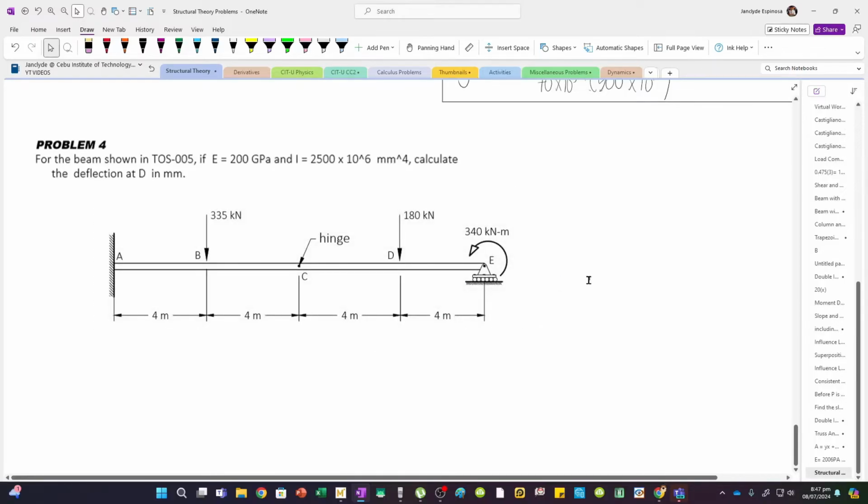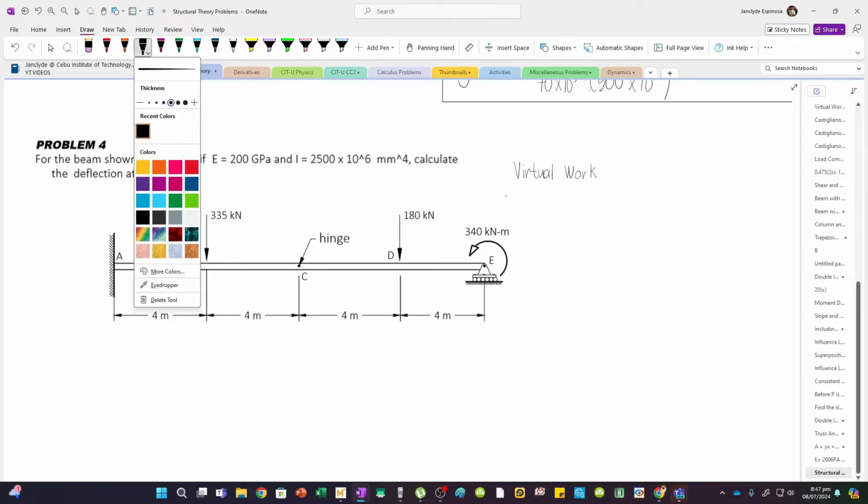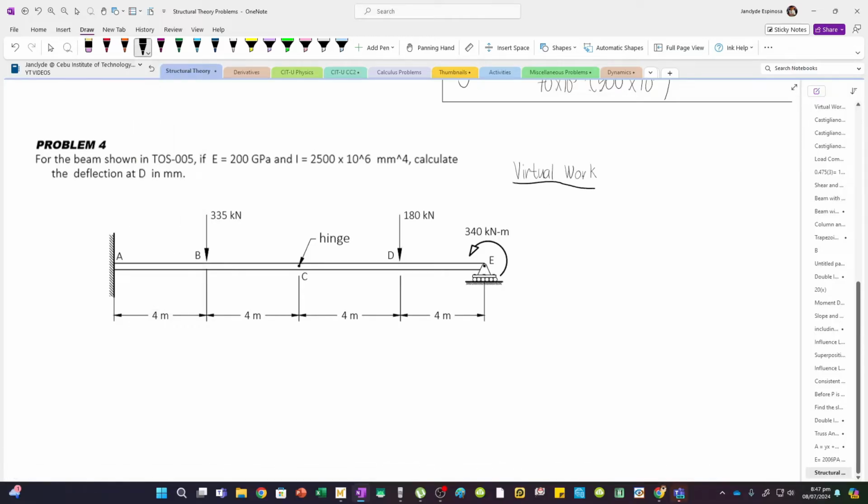Now, personally, if I encounter beams na medyo mahirap yung figures, saka maraming loadings, yung ginagamit ko is virtual work method. Virtual work method. Now, only a few can appreciate this method. But, if you can master this method, magiging madali yung mga mahirap na figures.